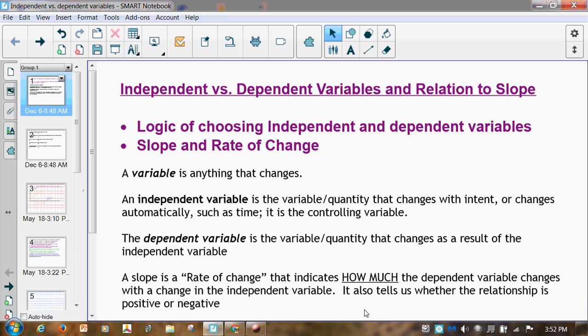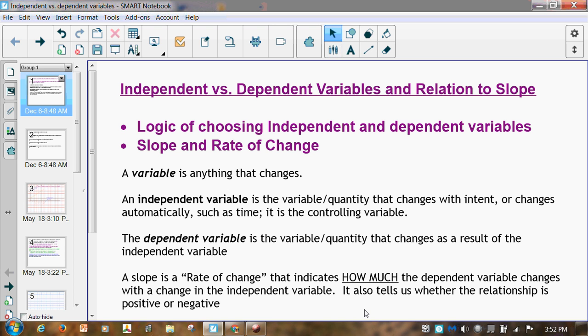One of the most important things in data analysis and algebra, particularly for graphing, is understanding the difference between the independent and the dependent variables and how they relate to what we call slope or rate of change. The logic of choosing independent and dependent variables is what we're going to talk about, and then a little bit on slope and rate of change to illustrate the x and y axis and change in y versus change in x. So let's first of all go over some key terms.